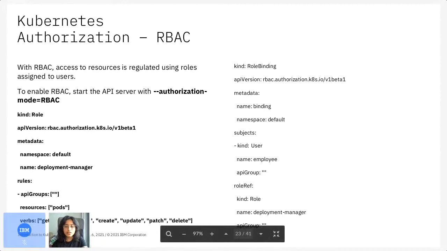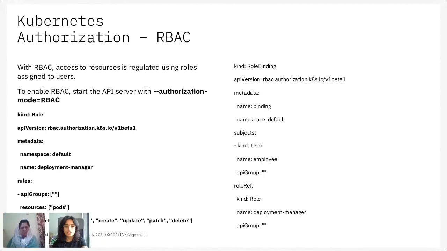And you can also assign the rules to a subject like a user. So this is done in role bindings, which you can see on the right. So you can see we've got a subject user, it's an employee. And you can also have cluster-wide scope for these role bindings with the cluster role and cluster role bindings. So this is actually the preferred authorization method.